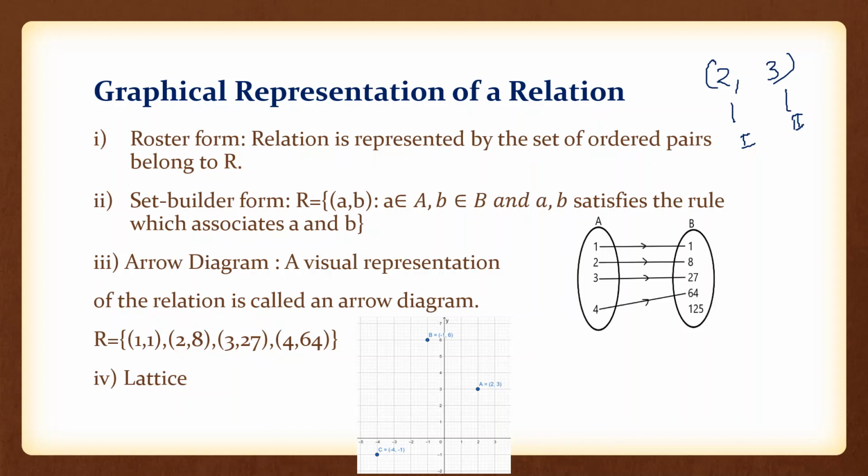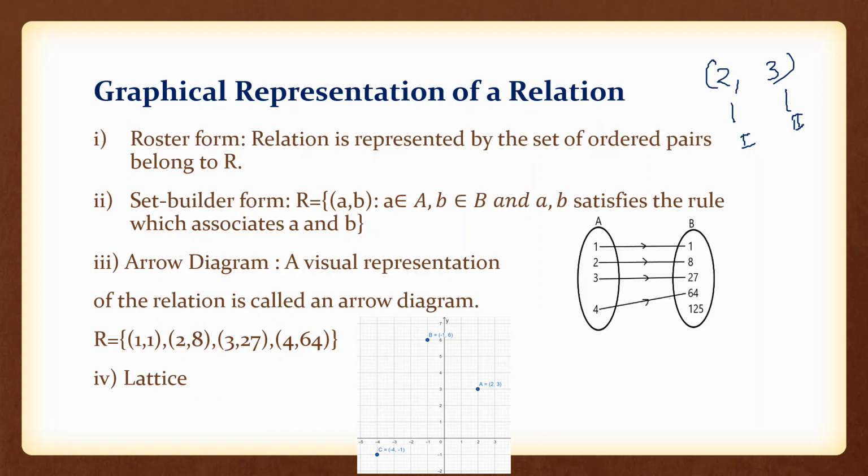Next is set builder form. Set builder form also we have studied in chapter 1. The same thing. If relation R is defined, then R is equals to (a, b), ordered pair (a, b), such that a belongs to set A, b belongs to set B, and (a, b) satisfies the rule which associates a and b, whatever rule we have. There are certain rules. We'll be doing some questions, then we'll understand these things more appropriately.